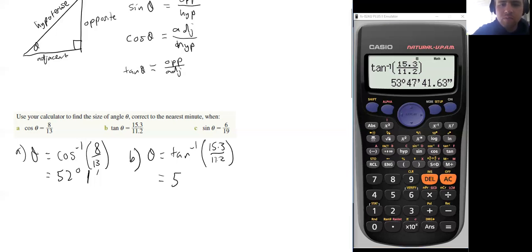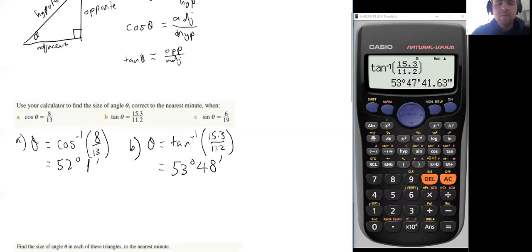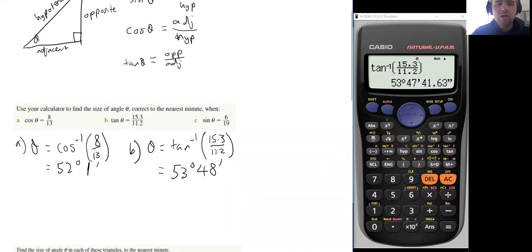So this time we've got 53 degrees, but because we have 41.63 seconds, we're going to round up our minutes. So it's going to become 48 minutes because we needed to round up as such. So I hope you get the idea of how we find that in the calculator. We've got to move the cos across, do our fraction, and then round to the nearest minute accordingly.